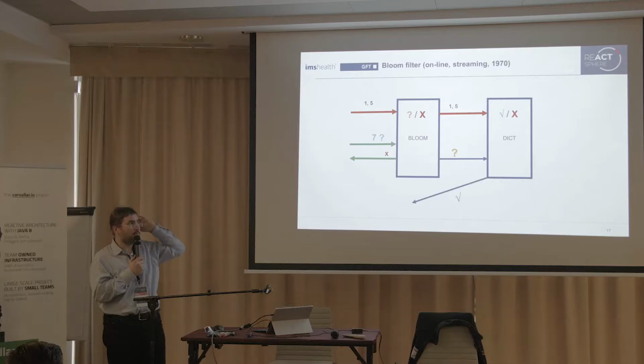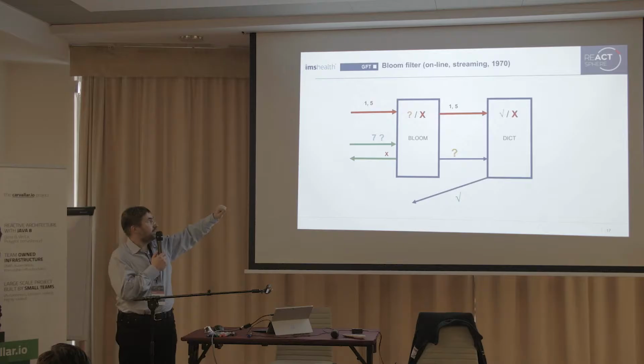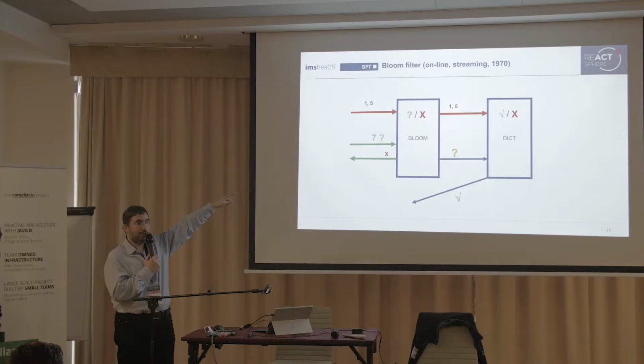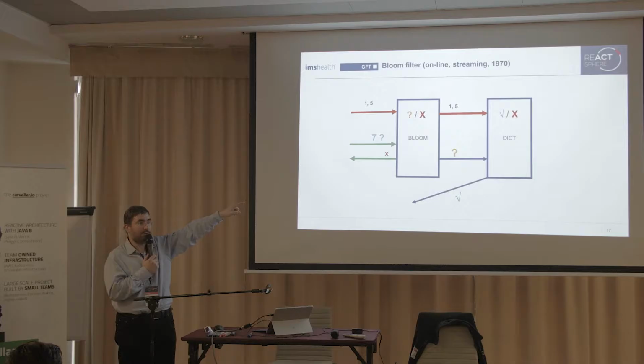Like if I put 1 and 5 in the dictionary, so this is like an incoming stream, I bypass it through the Bloom filter to feed my dictionary, and then I have a Bloom filter that I'm asking about 7. Do you have 7? And the Bloom filter says, no, definitely, I don't have 7, because it's sure about that. If I asked about 1, it would say, probably, I might have 1. Then I would just have to ask the dictionary.